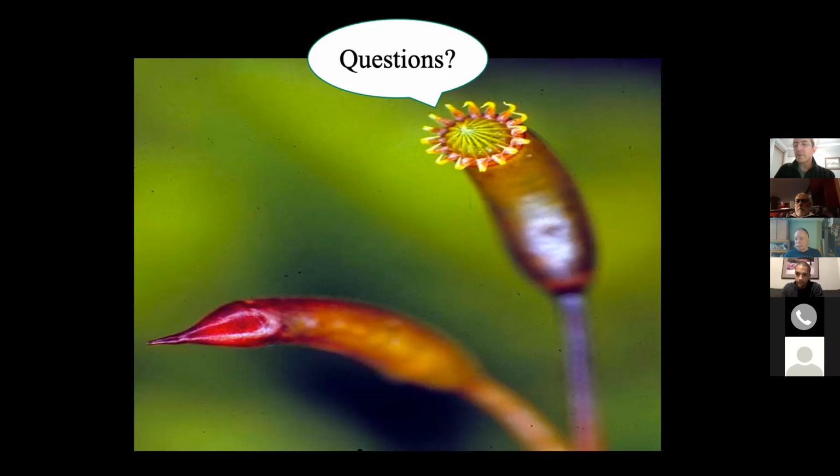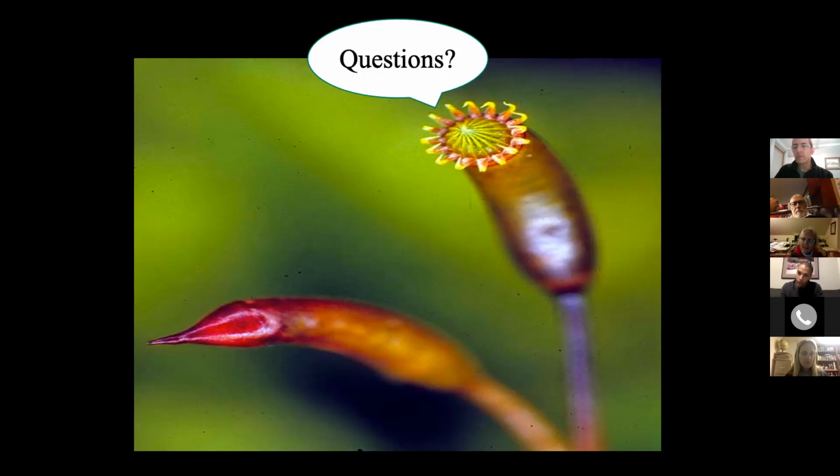I'll pause there for a second, but I've got more questions. Well, I have a question real quick. In your pictures, you showed us a picture of the alar cells on some of the mosses. I hope I'm saying that word right. What's the function of those cells?